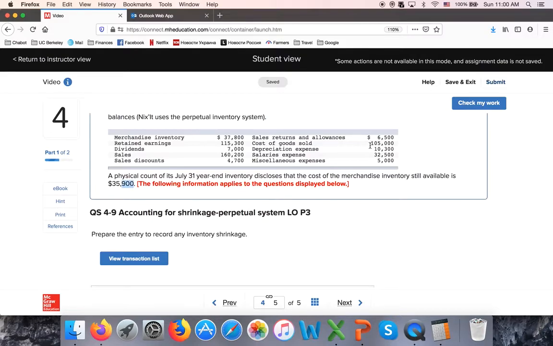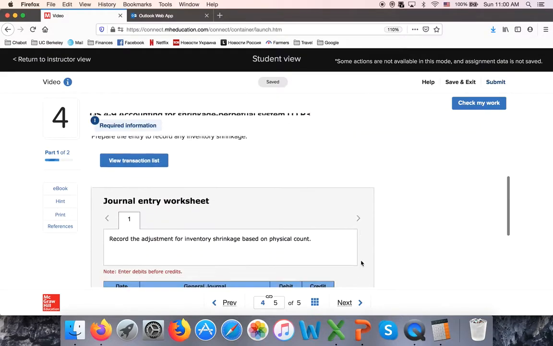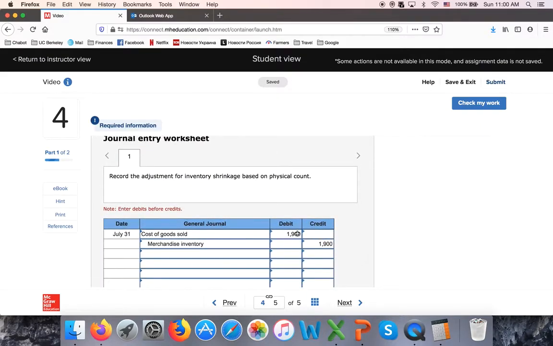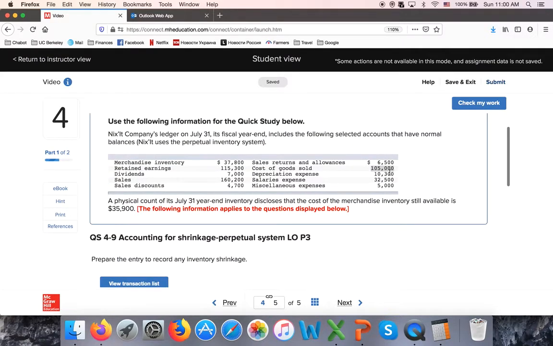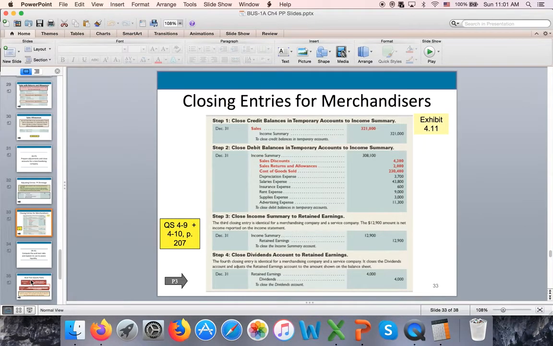Guys, also right here, notice that cost of goods sold is no longer $105,000, right? It goes up. It goes up by the amount of shrinkage. So now my cost of goods sold will be $106,900. This is important. This is a typical mistake because we're gonna now do closing entries and we have to close cost of goods sold, but we have to close 106,900. The closing entries are recorded after the adjustment. Okay, so I hope it makes sense, and let me go into the closing entries.